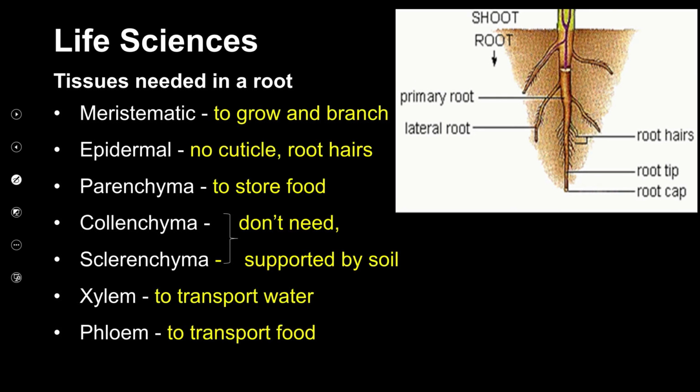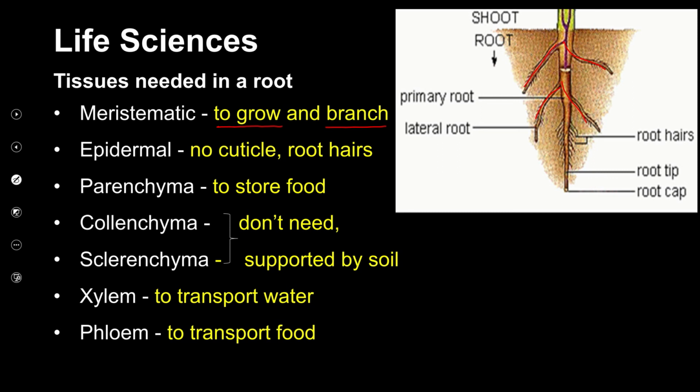So, if we look now, yes, plants do need meristematic cells to grow and to branch. If we look at this, there are branch roots, and it's the branch roots which actually do the anchoring of the plant. And that's why it's difficult to pull out weeds, because they've got all these branches that anchor them in the soil.